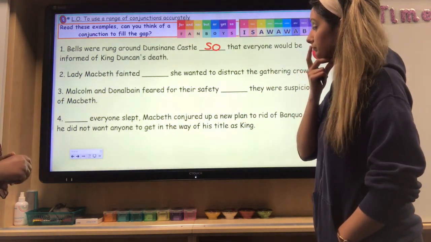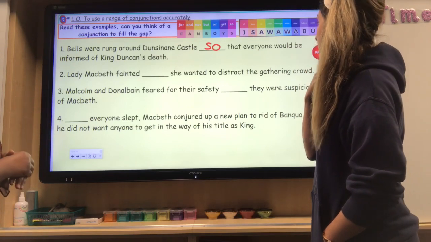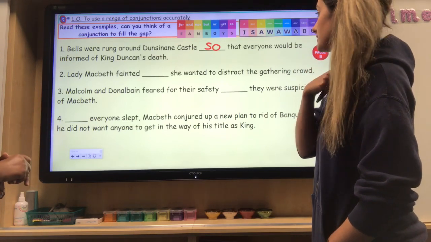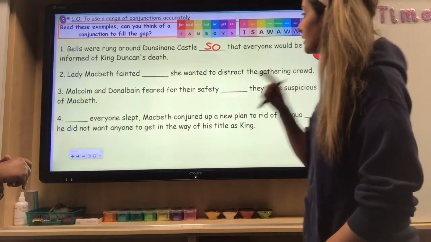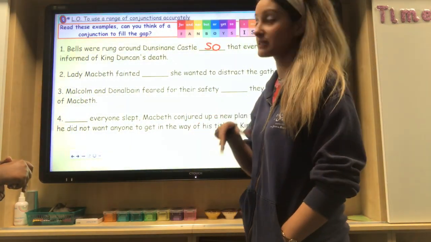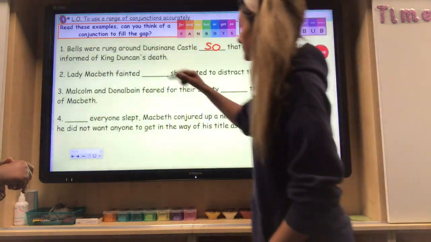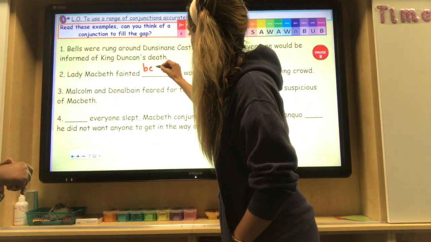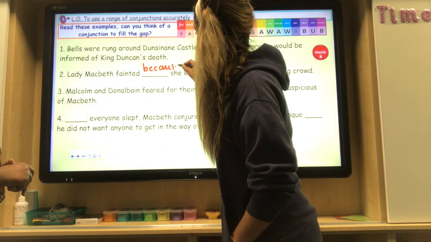Number 2. Lady Macbeth fainted. She wanted to distract the gathering crowd. I think that's going to be more of a subordinating conjunction. Lady Macbeth fainted. Why did she faint? Because she wanted to distract the gathering crowd. We could also use as there as well. So remember, there's more than one answer for these.